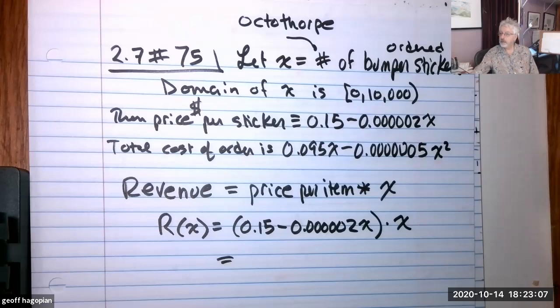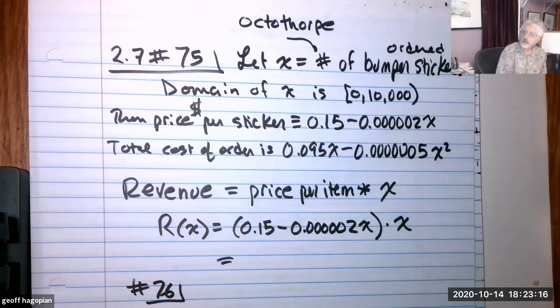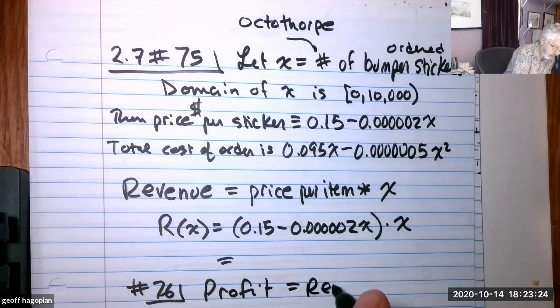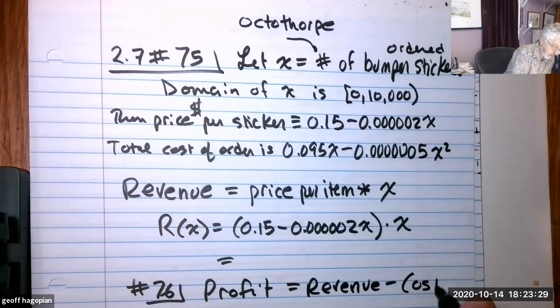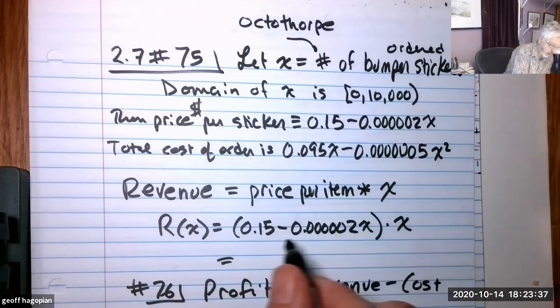Okay, so we did that first part, but there's a second part. Number 76 says, use the fact that profit is revenue minus cost. The money you bring in, take away what it costs you to bring that in. So we have the revenue here and we have the cost here. We're going to take the difference of those functions, and let's go ahead and distribute this.